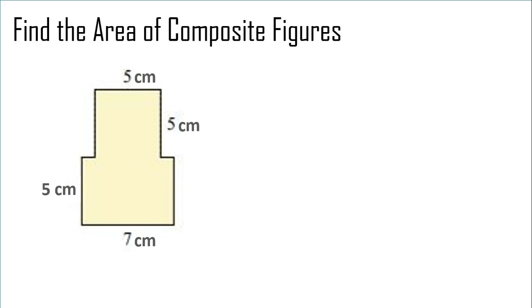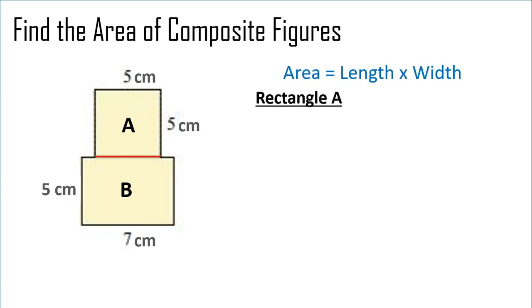So let's start by finding the area of composite figures. Here we can see that we can separate this composite figure into two different rectangles. Notice the red line that appeared. Now we have a rectangle on the top, A, and a rectangle on the bottom, B. Remember that the area formula is length times width. So we're going to start by finding the area of rectangle A.